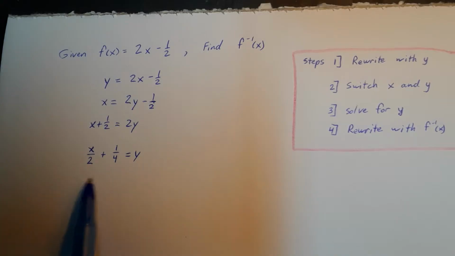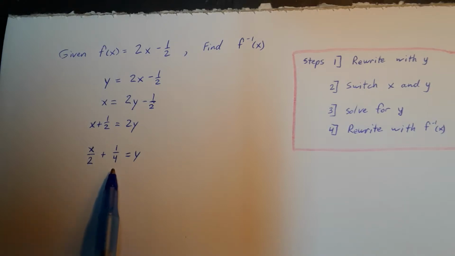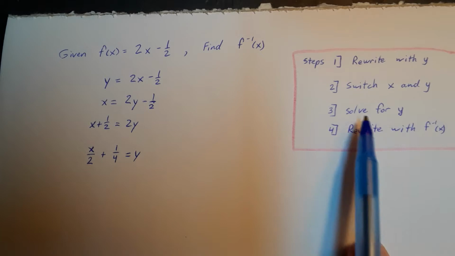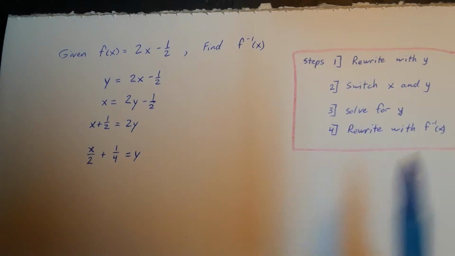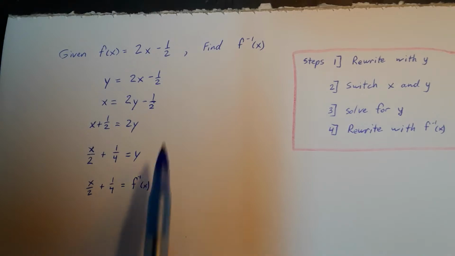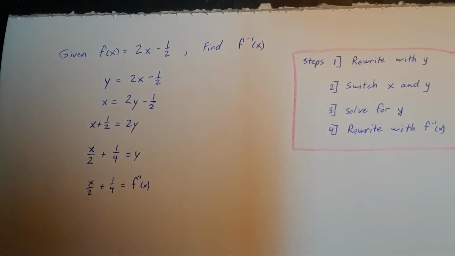At this point, we have found our inverse. We have x over 2 plus 1/4 equals y. We've solved for y, so now we need to rewrite this with the inverse notation. And this is the inverse of the original function that we started with.